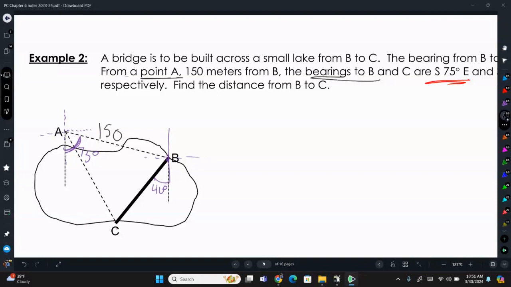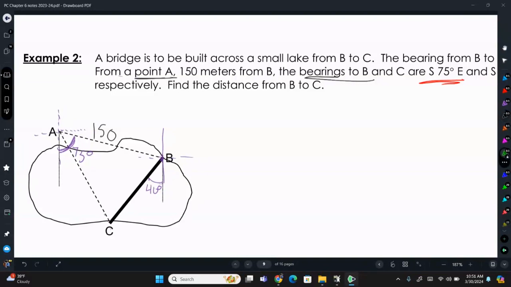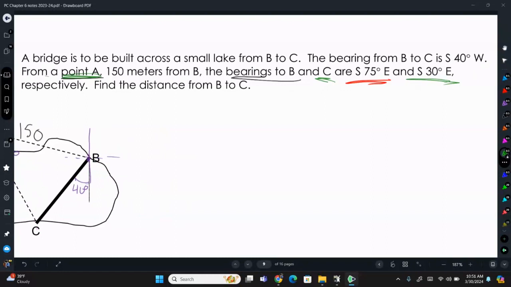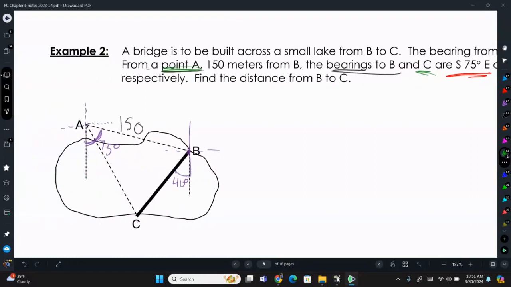It also tells us that the bearing from A to C is south 30 degrees east. Okay, so south and then 30 degrees east is only that part right there. So what that means is that this small angle here in the triangle is going to be this whole 75 degrees that I have in purple minus the 30 degrees that I have in green.